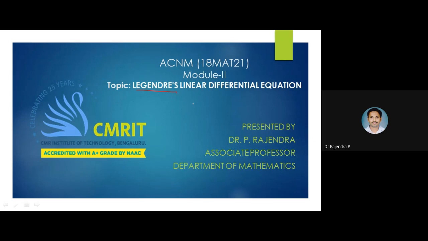And from the Legendre equation, there is one more derived part that is called Cauchy's linear differential equation. So these are the two things we are going to learn as new topics. Let's start.